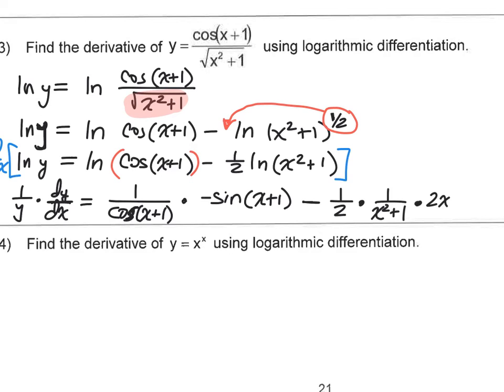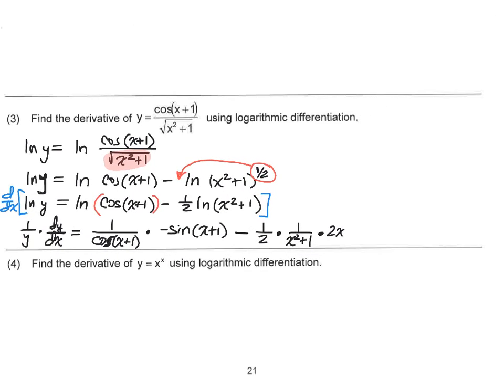Which is this whole shebang up here. So I'm going to take that whole expression on the right-hand side and multiply it by my original y. Which just means that I got to write stuff, but the thinking part is all over. So dy dx would be equal to cosine x plus 1 over the square root of x squared plus 1, that whole thing times everything that we wrote here.